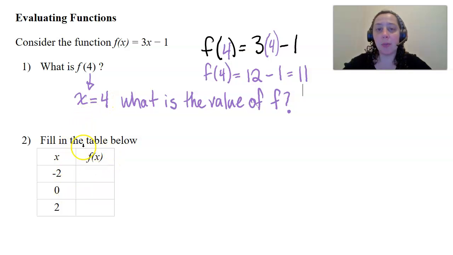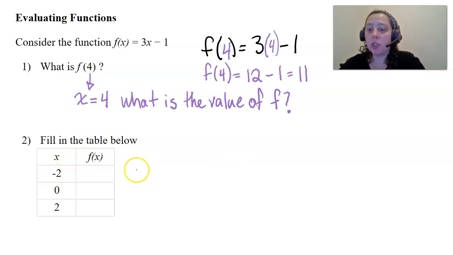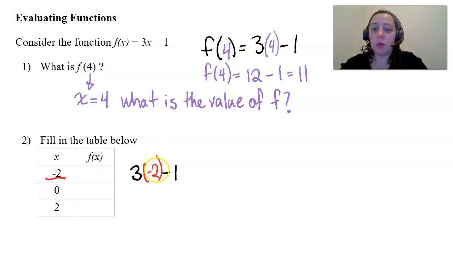We can use a table to evaluate the function at different x values. So this table asks us, when x is negative 2, what is the value of the function f at negative 2? So I'm going to write my function again, 3x minus 1. And instead of this x for this first line, I'm going to put negative 2. 3 multiplying negative 2 is negative 6. Keep the minus 1. Negative 6 minus 1.